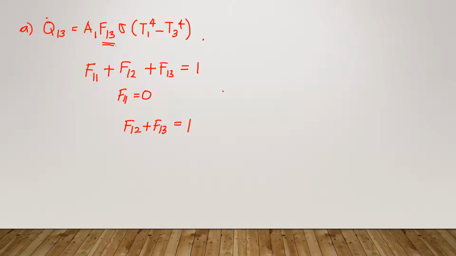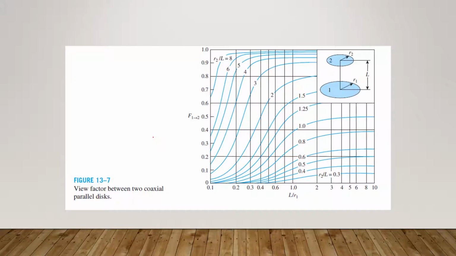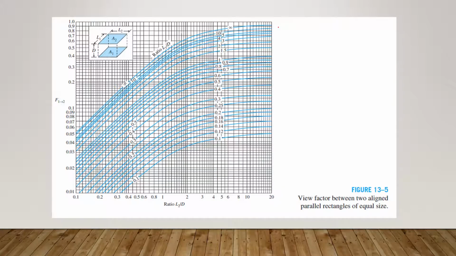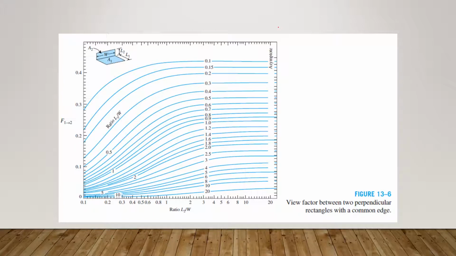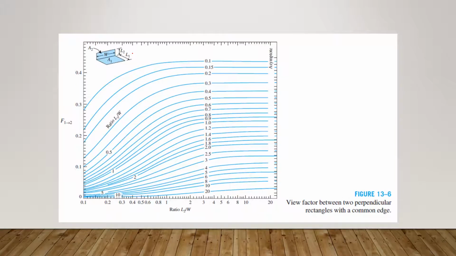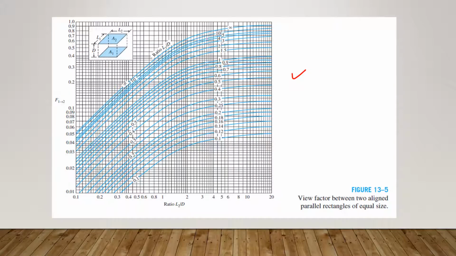Now we take a look at 1 to 2 and 1 to 3. Can we find any of these values from the figures and charts? Of course not for this one, because this is not a cylinder. Is it this? No, because that is a horizontal cylinder. How about this? Yes. And this? No. So we will use this kind of graph. Maybe you can use the other graph, it is up to you. I will use this graph to determine the value.